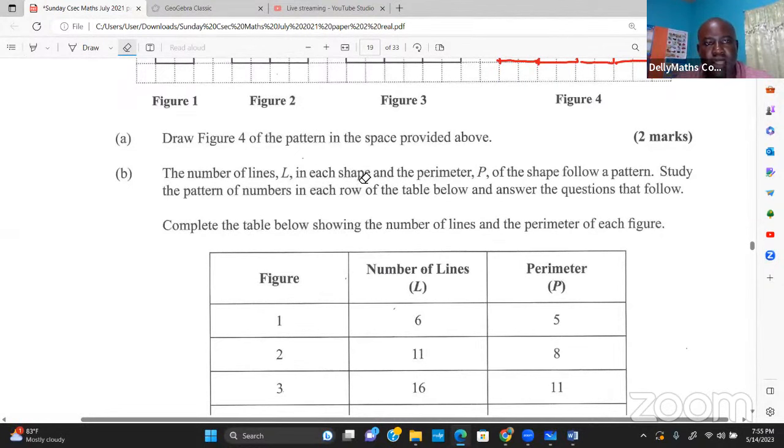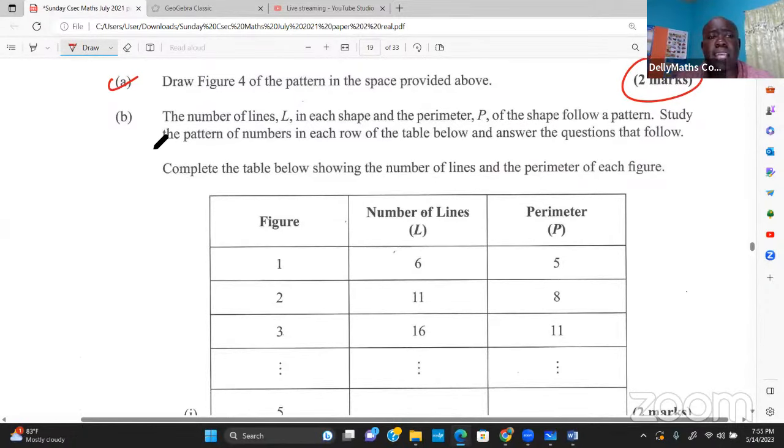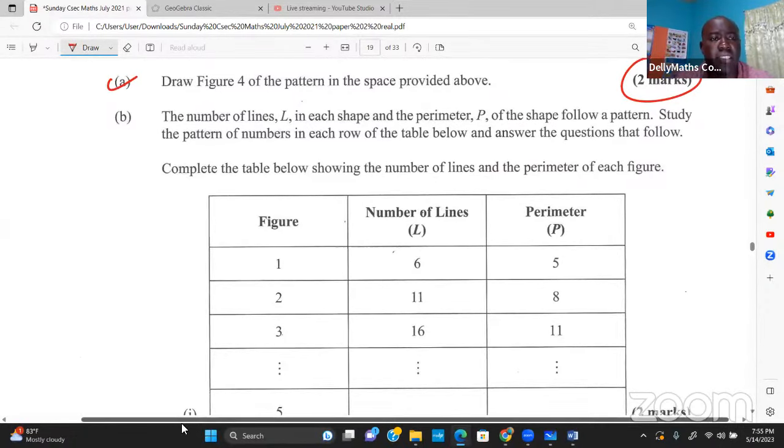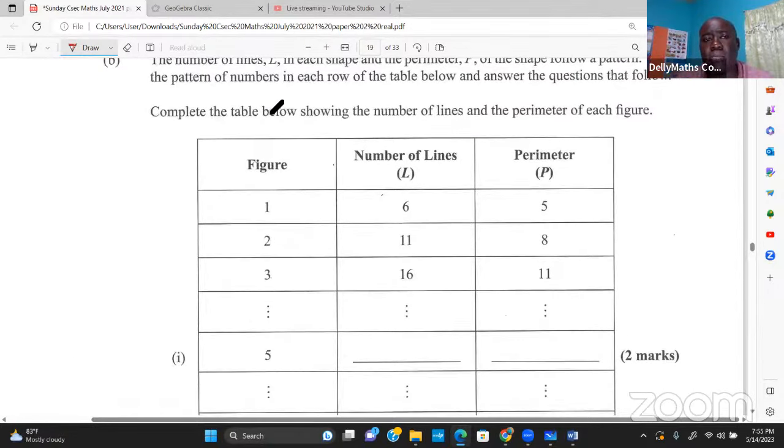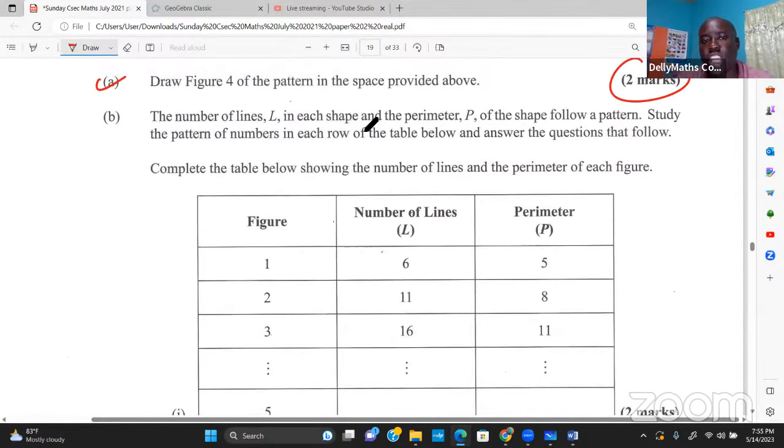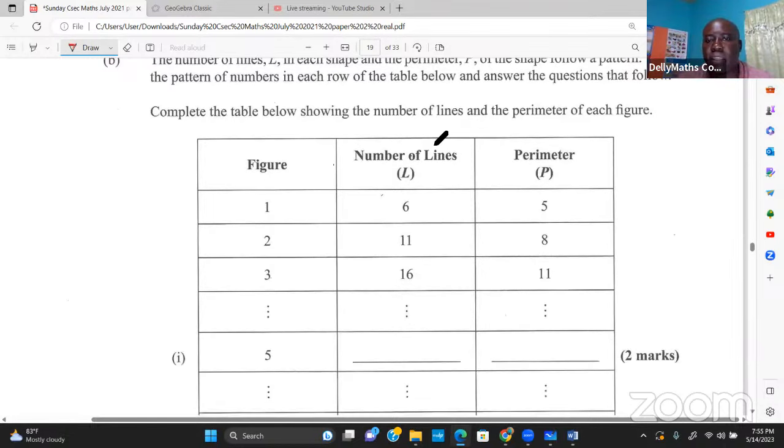Now, so we just did this one. It's normally for 2 marks. We get 2 already. This is normally a 10-mark question. So let's continue. It says the number of lines L in each shape and the perimeter P of the shape of the following pattern. Study the patterns of the numbers in each row of the table below and answer the question that follows. Complete the table showing the lines for the parameters and so on.